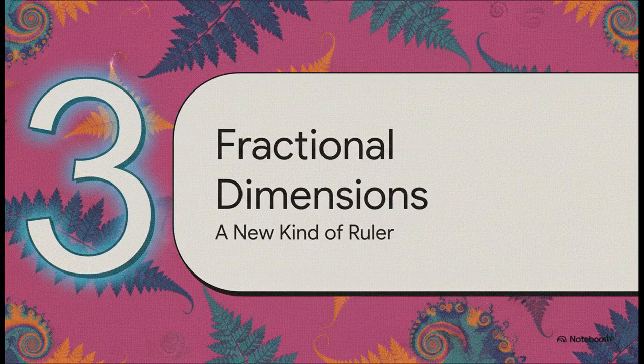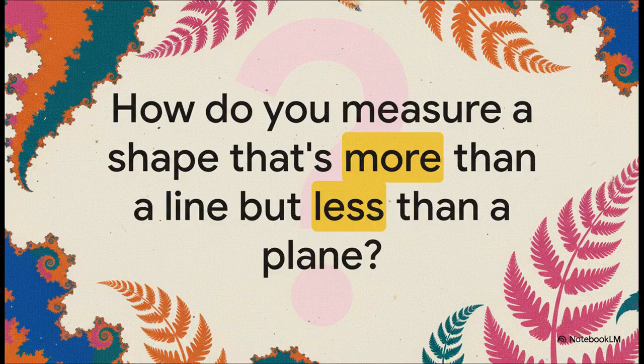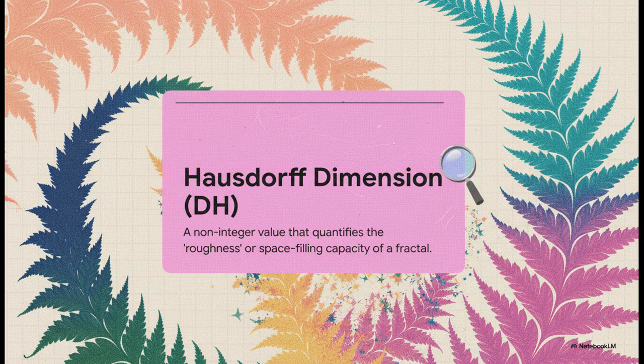Okay, so if we've got these weird, infinitely complex shapes, how in the world do we measure them? It turns out we need a totally new kind of ruler, one that can handle dimensions that aren't just simple whole numbers like 1, 2, or 3. Really think about that for a second. That wiggly coastline is obviously way more complex than a simple one-dimensional straight line. But it doesn't actually fill up a whole 2-dimensional area, does it? It just kind of exists in this weird in-between space. So how do you put a number on that? The answer is something called the Hausdorff dimension.